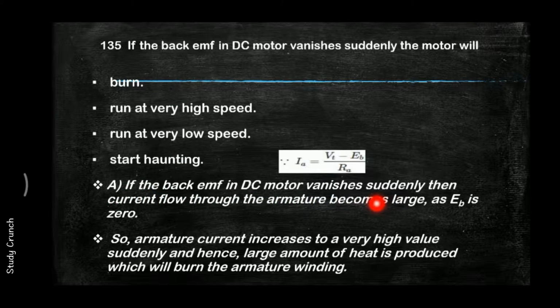Next, if the back EMF in the DC motor vanishes suddenly, the motor will burn. If the back EMF vanishes suddenly, then the current flowing through the armature becomes large as Eb is 0. So, according to this formula, the armature current increases to a very high value and suddenly a large amount of heat is produced, which will burn the armature winding.